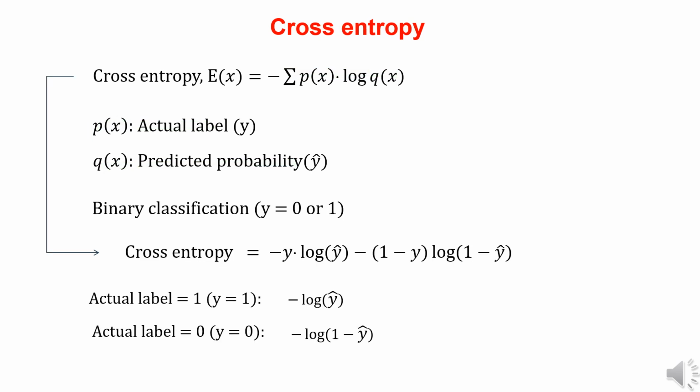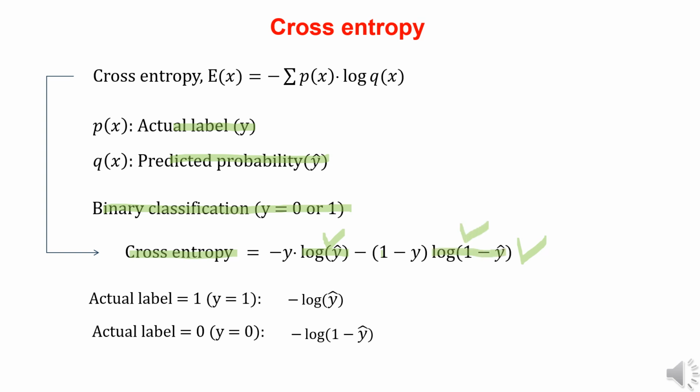In binary classification, where there are only two classes, 0 and 1, the cross-entropy loss function is expressed as follows. Y represents the actual label, which is either 0 or 1. Y hat represents the predicted probability of the model, which is a value between 0 and 1. Thus, log y hat represents the logarithm of the probability of the correct class, while logarithm of 1 minus y hat represents the logarithm of the probability of the incorrect class.